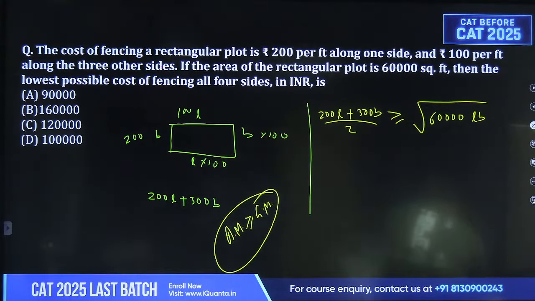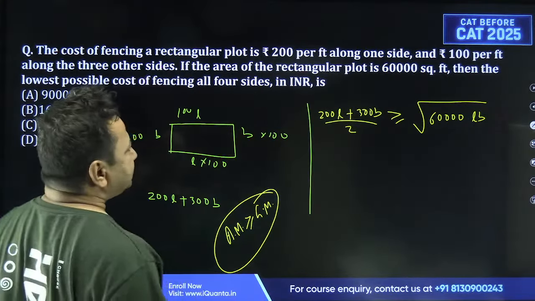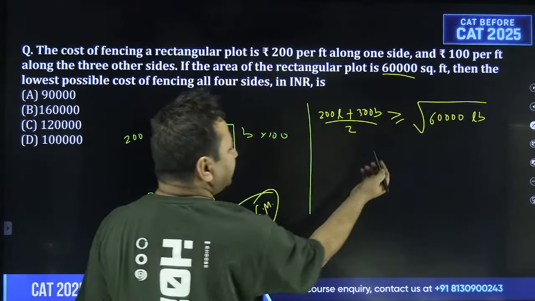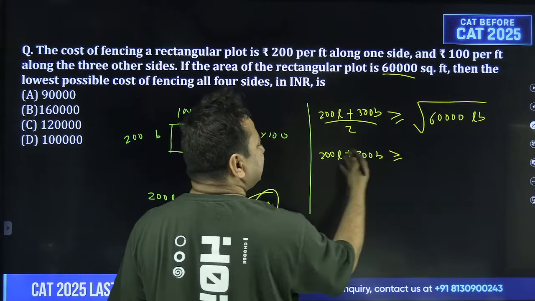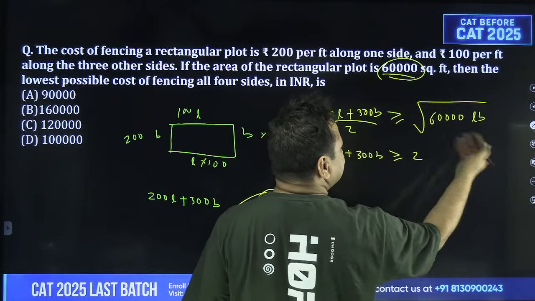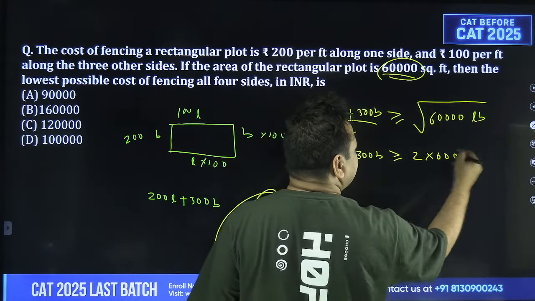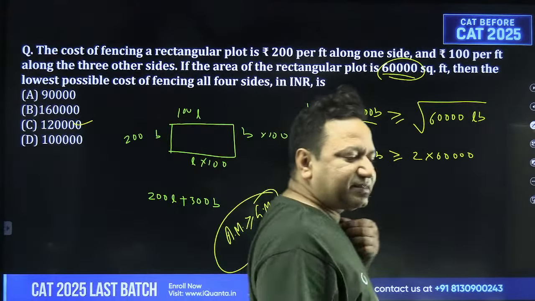Is that clear now? Tell me one thing. What is the area? 60,000 only. Our life has become so simplified, hasn't it? I just love arithmetic and geometric means, so I'll send 2 here. And LB is also 60,000. 60,000 into 60,000 square root. So 60,000 only. The answer came directly. 1,20,000. At least 1,20,000 will be needed.